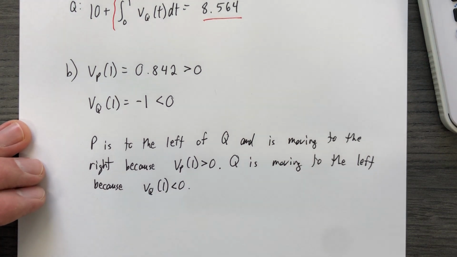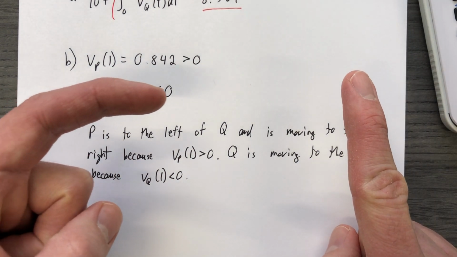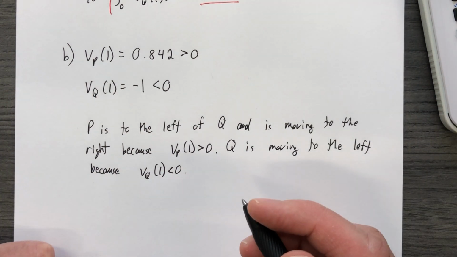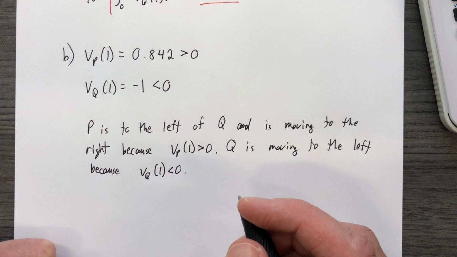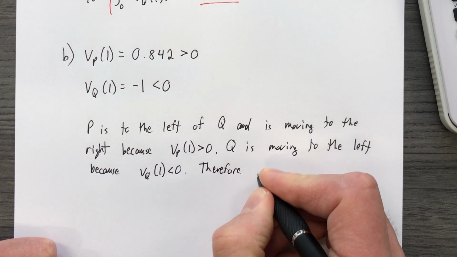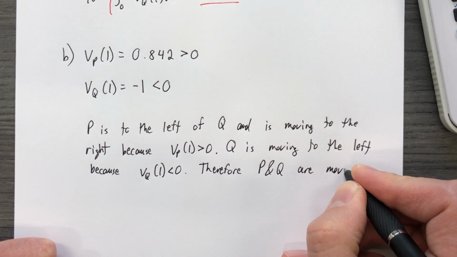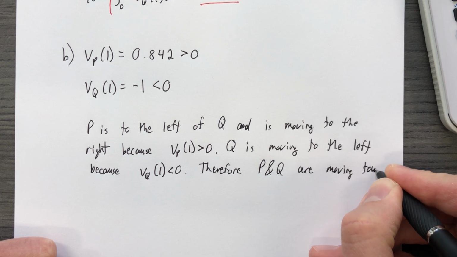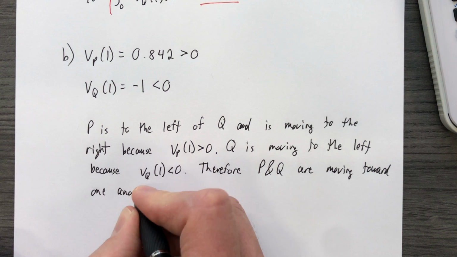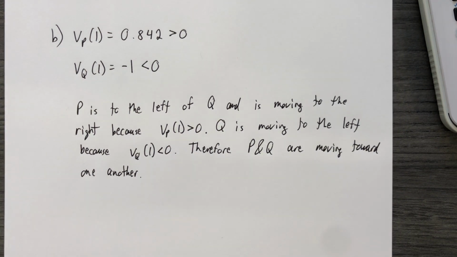All right, what conclusion have we reached? Because here's P, here's Q, positive velocity, negative velocity. They're going to run into each other, or they're traveling in the same direction. So they are moving toward each other. Therefore, P and Q are moving toward one another, each other, one another. We're not picky about that level of grammar in this type of thing.